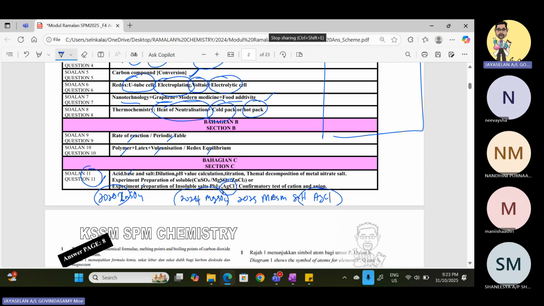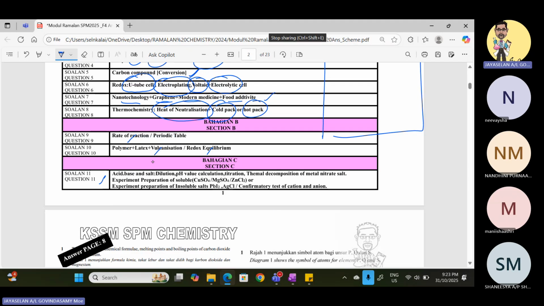This year also, they give you photochromic glass. One of the components of photochromic glass is silver chloride, an insoluble salt you prepare. So your SPM, preparation is confirmed. I already put the answers in the module, 3 questions. Preparation of soluble salt, one question. Preparation of insoluble salt, the MRSM 2024 one, I already put. Please do it and get your full marks. If you don't believe me, later I will share my MRSM 2025 paper.